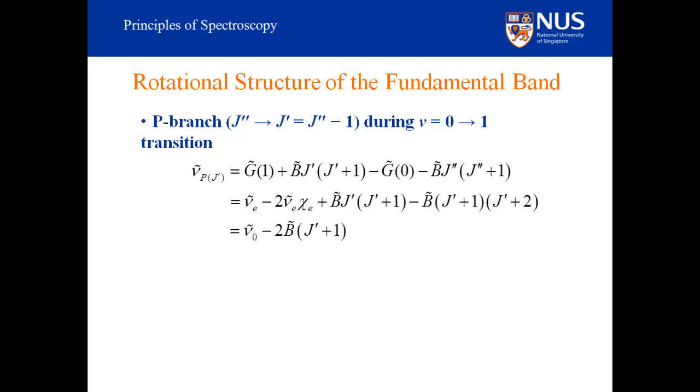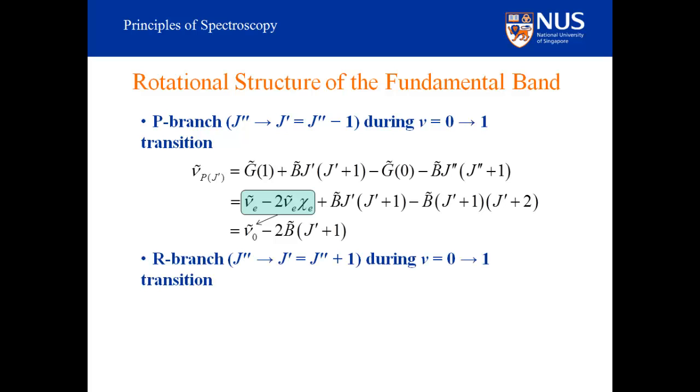We can now simplify this expression, and this is what you get. B times J prime into J prime plus 1 minus B into J prime plus 1 into J prime plus 2 will just be minus 2B into J prime plus 1. So we have our fundamental frequency, which is nu0, minus the result from the difference in the rotational energies, which is minus 2B into J prime plus 1.